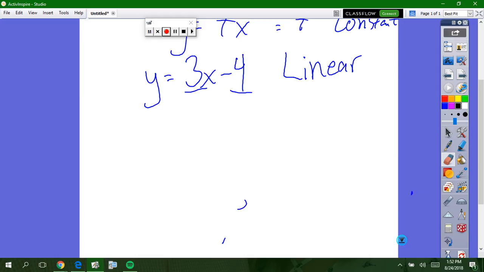The key thing I'm trying to get to is anything that has at least a variable to a whole number. Okay? So here, my variable, is it raised to a whole number? Yes, 1. So therefore, is it a polynomial? Yes. What is this? Is it a linear binomial? Right? Okay, how about this one?